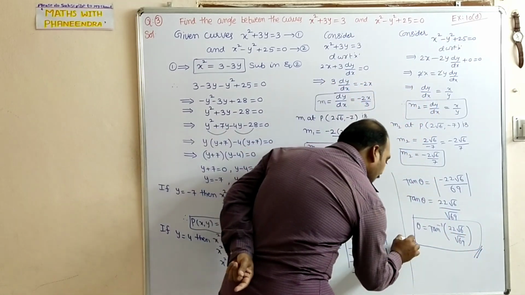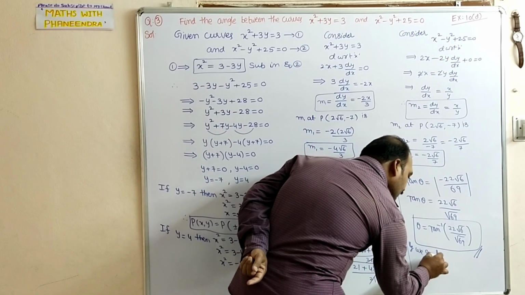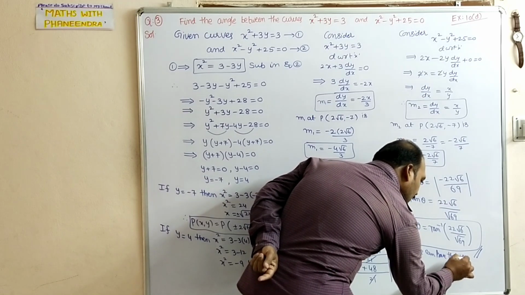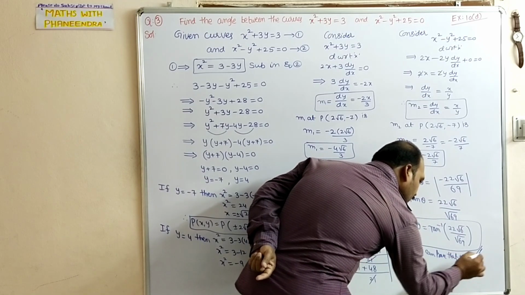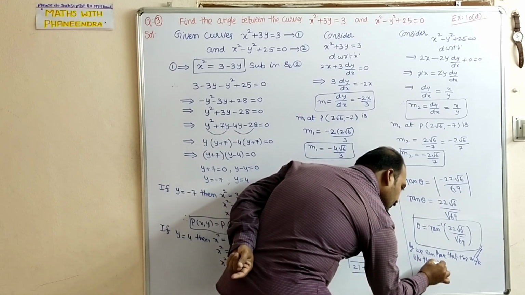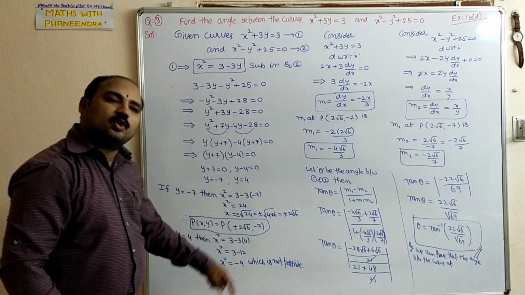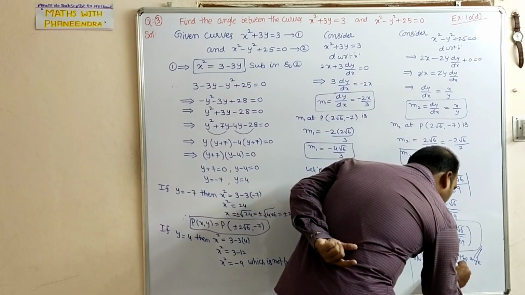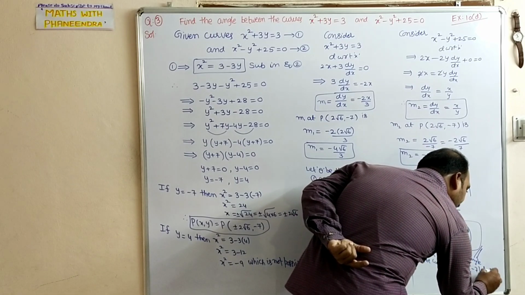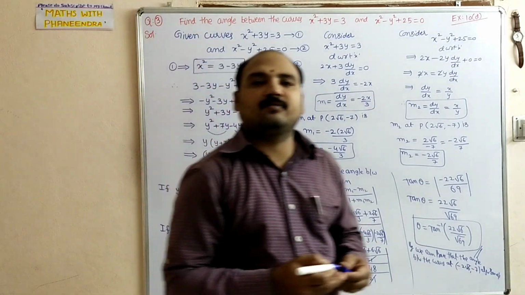After that, similarly, we can prove that the angle between the curves at another point. What is the another point? Minus 2 root 6 comma minus root 7. Minus 2 root 6 comma minus 7 also same. We'll move to the next question.